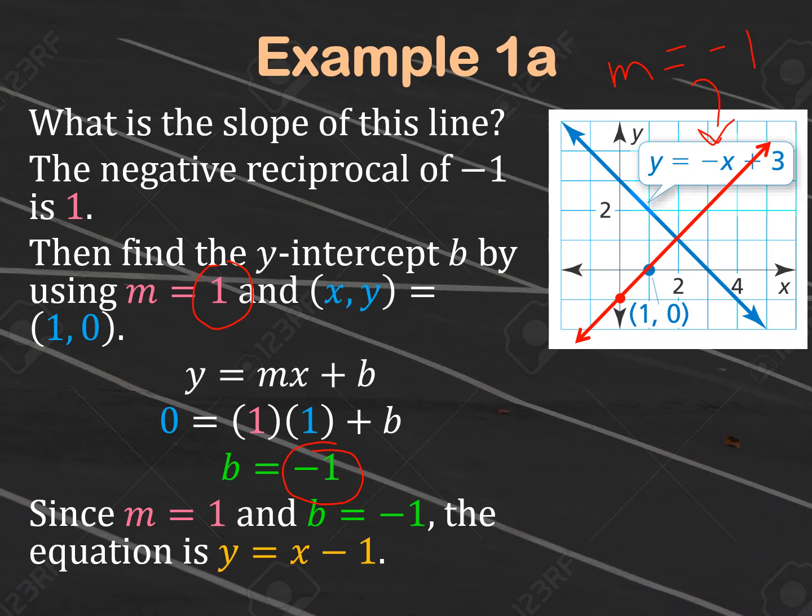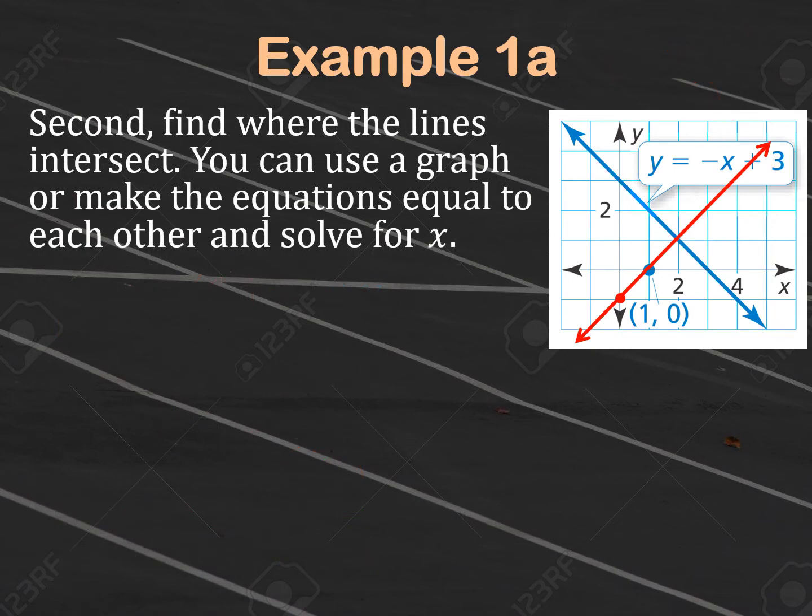And again, if you graph it, you know it pretty quickly. It's going to go through (1, 0). It's going to be perpendicular, and you can see where the intersection is. Second, you're going to want to find where the two lines intersect. Now notice if you have a graph, it's pretty clear where the lines intersect. It looks like they intersect at (2, 1).